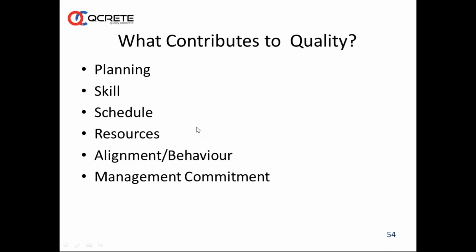So here the biggest contributor is the casting. If the casting is not done properly, sampling is not done properly, remixing is not done properly, these three factors play a major role in giving such erratic results. There are some people who say, for example, the IS code clearly lays down that one sample is equal to 3 cubes. When we are making ready-mix concrete as per 4926, every 50 cubic meters or 50 batches, whichever is less, we have to take one sample.